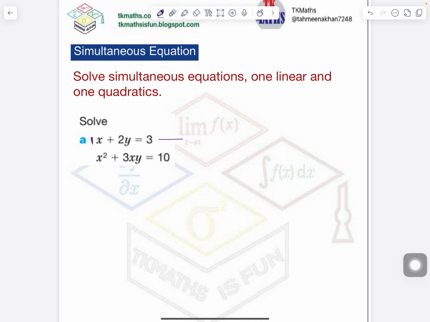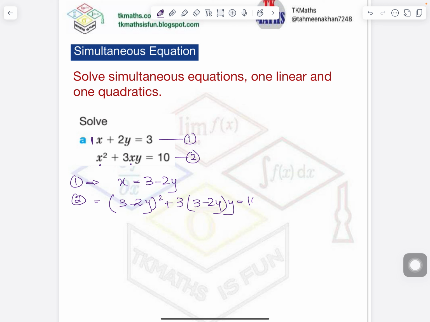So let me call it equation 1 and let me call this equation 2. Always give a reference of the equation which you are using. So suppose from equation 1, I am making x the subject, and this I will plug in equation 2. Right? So in place of x, I am substituting here the value. Now here you have to remember how you will expand it. The common mistake is this. You know why this is a mistake?